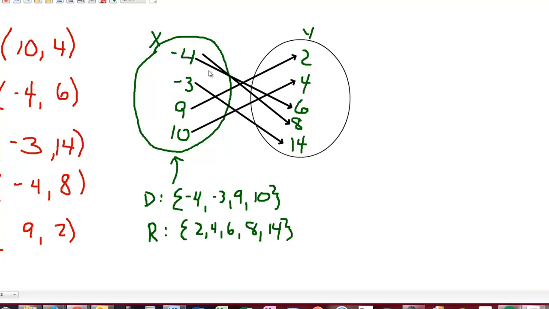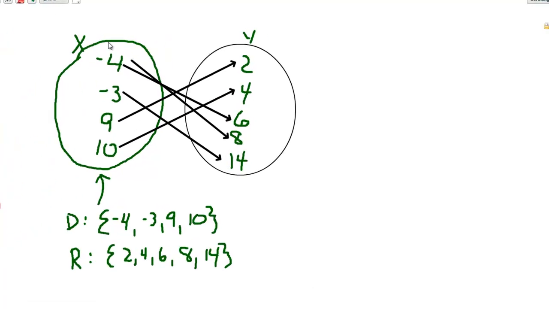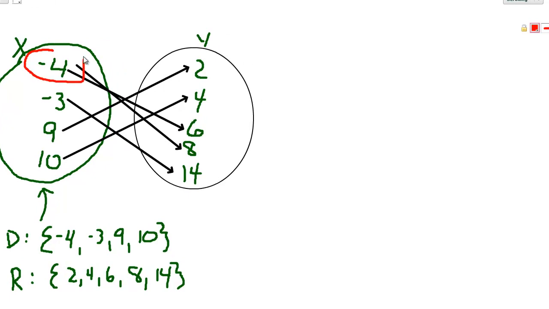But the key here is this, the -4. The -4 points to more than 1. So you have an x value pointing to more than one y value. What that means is this will not pass a vertical line test. And since this will not pass a vertical line test, I have an x value pointed to more than one y value. This is actually a mapping diagram that shows that it is not a function.